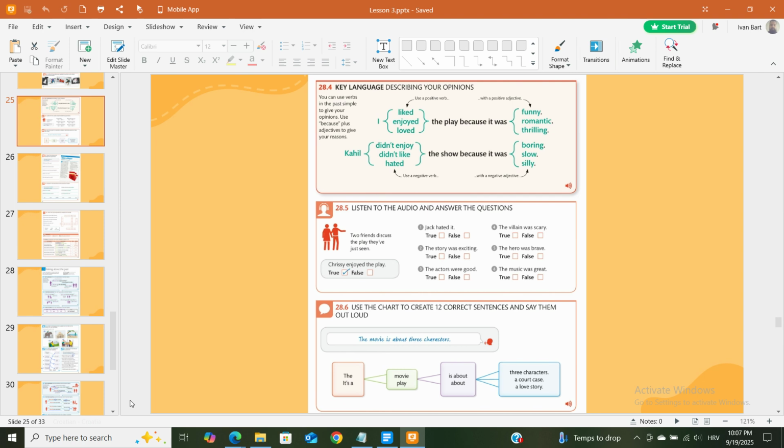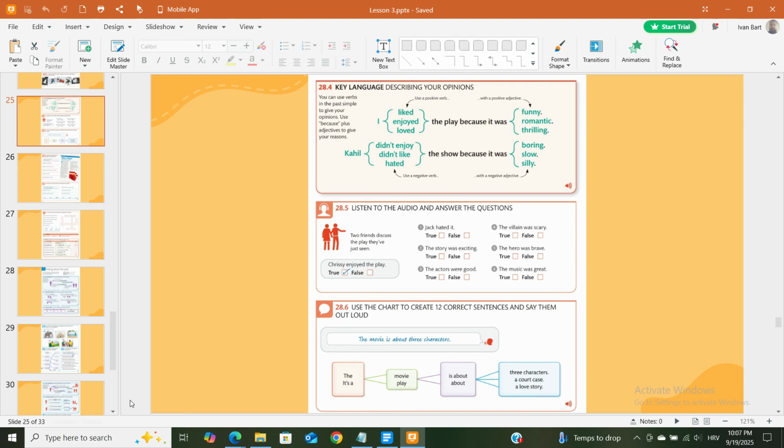28.6 Use the chart to create 12 correct sentences and say them out loud. The movie is about 3 characters. It's a movie. The play is about a court case. A love story.